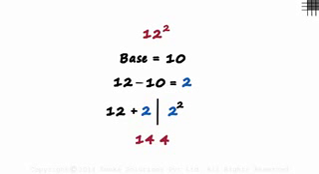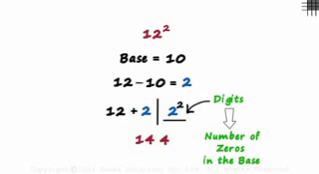But we should be careful about just one thing here. The number of digits we should write on the right hand side should be equal to the number of zeros in the base. Here, as there is just one zero in the base, we write just one digit on the right. If there were 2 zeros in the base, we would have had to write 4 as 04.